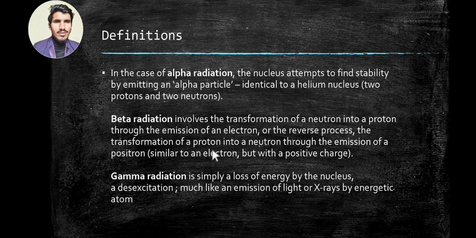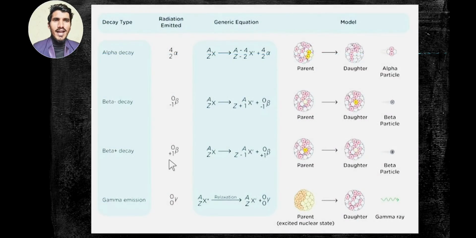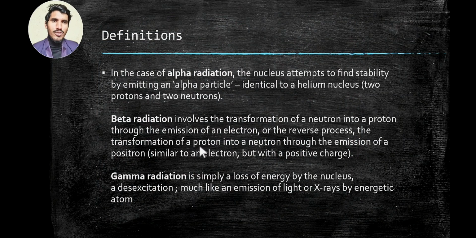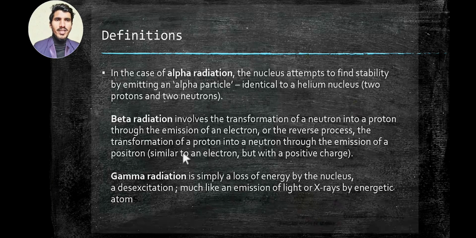What happens when a positive beta particle is released? The proton converts into a neutron along with the release of a positron. A positron is similar to an electron but has a positive charge. As you can see in the general equation, the positive beta particle has a positive sign. Since the proton converts into a neutron, the nucleus will now have a lesser number of protons, which means the atomic number will decrease.